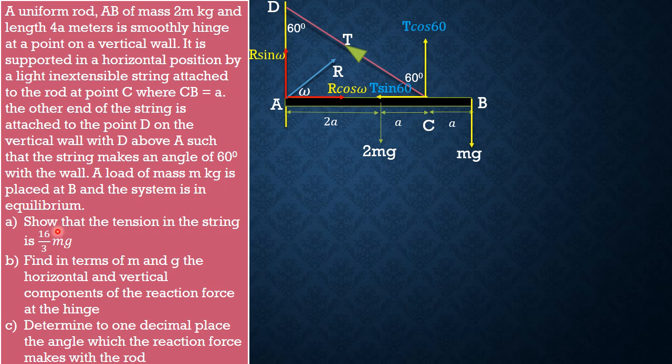Now the first question wants us to show that the tension in the string is 16 mg. So friends, the most common mistake students will make is just summing all the forces. They will say the system is in equilibrium, which means the forces should be balanced. That's a very good concept to take note of. But friends, they will say that R sine omega, that's the upward force, plus T cos 30 should be the same as the downward forces, 2 mg plus mg, which is 3 mg. But R sine omega is not known.